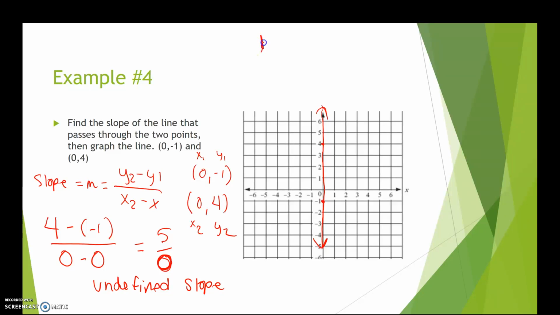I just want to point this out, just a note, that if that was switched, if it was 0 minus 0 over 4 minus negative 1, let's just say, that would be 0 over 5. When you have 0 for your numerator and a value for your denominator, we call that a zero slope, and that would be a horizontal slope. So you might run into that when you're working on the bookwork, and we can review that in class tomorrow, but I just want to point that out in these notes as well.